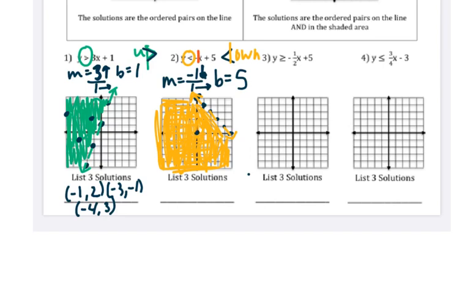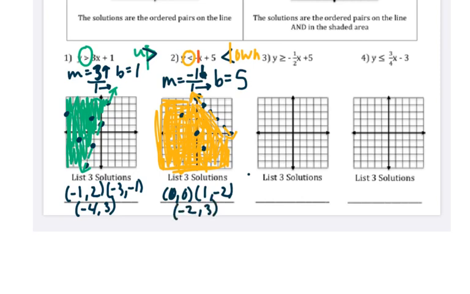So 0, 0, that's a solution. That's in the colored area. 1, -2, sure, that's a solution. There's a billion of them. All of these colored area things are solutions. So let's pick one more. Let's go, I don't know, -2, +3, whatever. That's in the colored area.